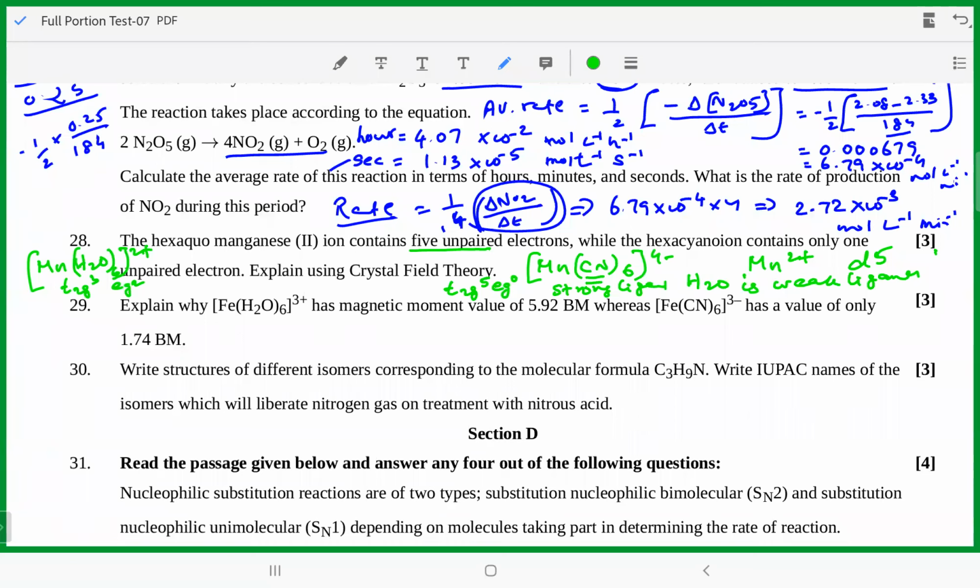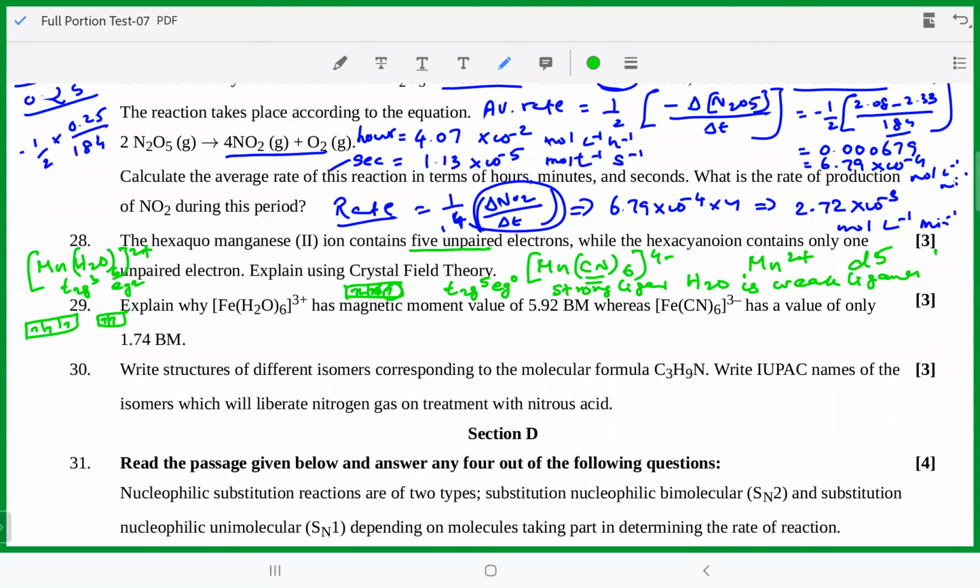That is why it has only one unpaired. How do you write t2g3? In t2g, 3 electrons: 1, 2, 3, 4, 5. Correct? So only one unpaired. When you write here, t2g has 3 and eg has 2, so 5 unpaired; here 1 unpaired. Okay? Clear? Is it clear or not?